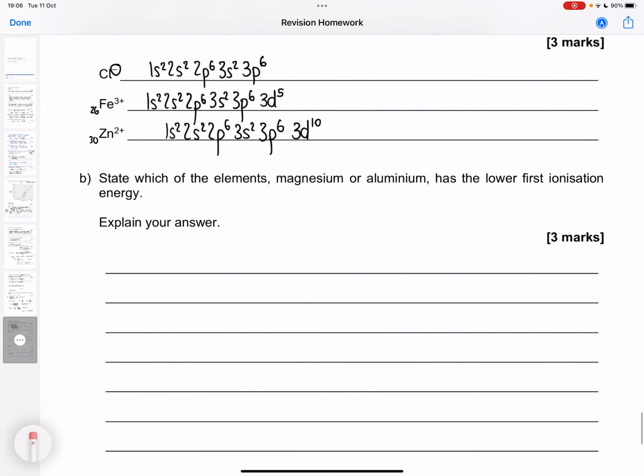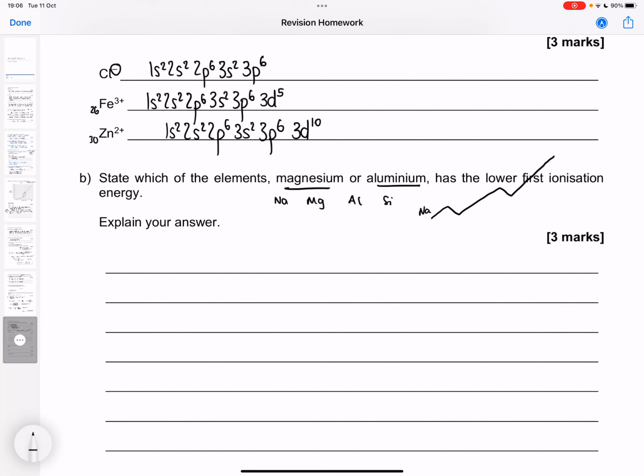Now I've been asked, state which of the elements, magnesium or aluminium. So you need to find magnesium and aluminium in your periodic table. You'll find them both in period 3. So they're next to each other in period 3, although there's a big gap in the periodic table at that point. So period 3 goes sodium, magnesium, aluminium, silicon, etc. So remember the graph, up 2, dip, up 3, dip, up 3, across a row, when things are in the same row. Is this a normal question where same shell, similar shielding, more protons, or is this one of the dips? And this is one of the dips.